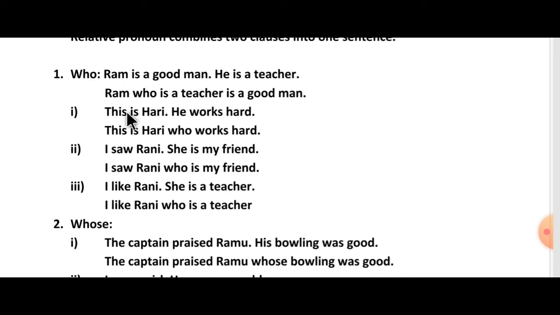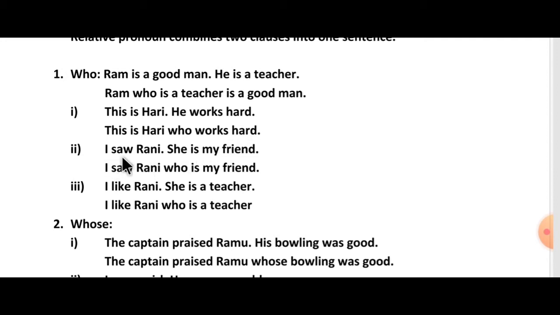Let us see the first example. This is Hari. He works hard. Here also it is the same thing. The related words are Hari and he. You have to remove he and add who, and then make the second sentence a clause. Add this entire clause after the noun Hari. The answer is: This is Hari who works hard.